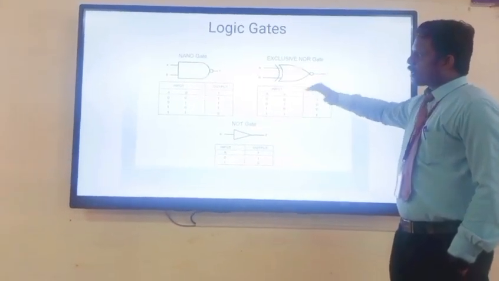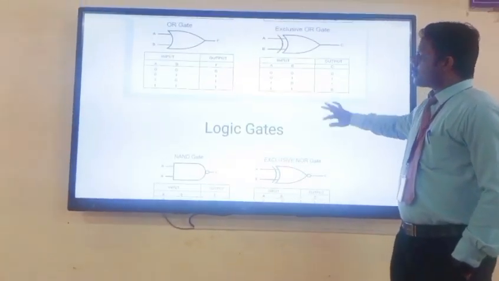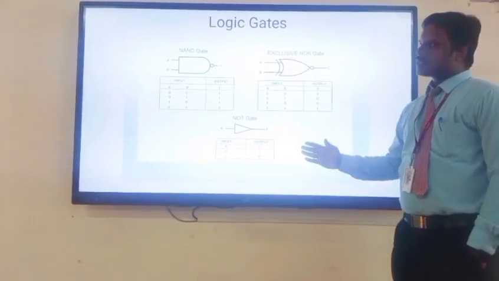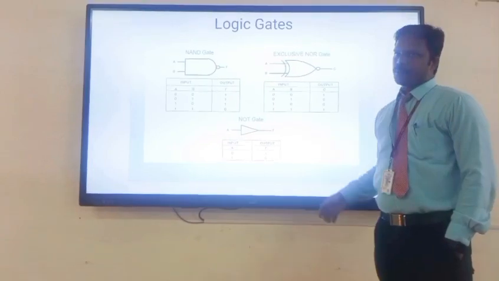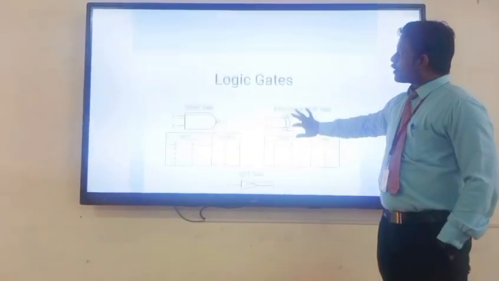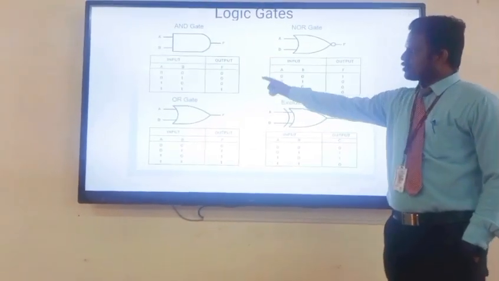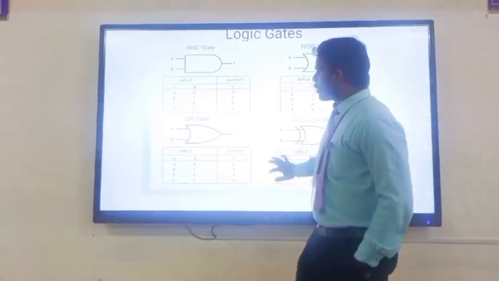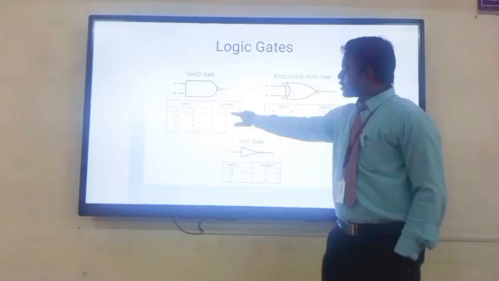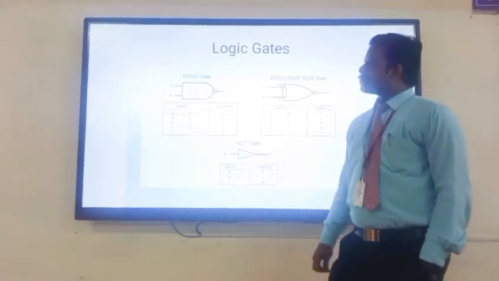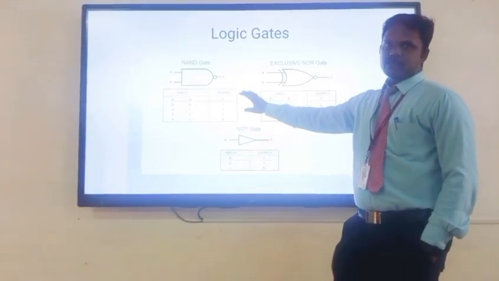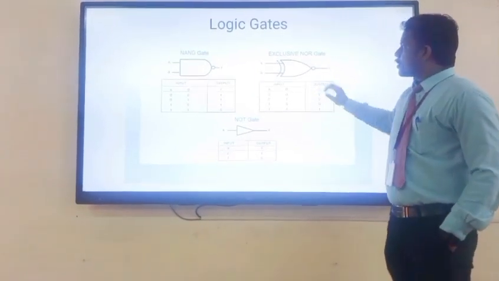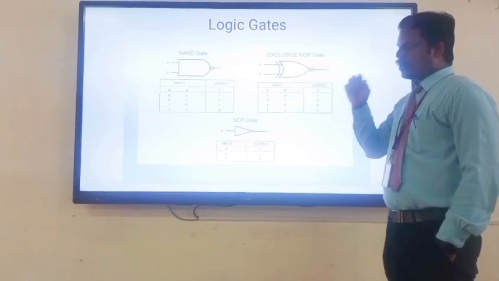Okay, next one is the NAND gate. Like the NOR gate, the NAND gate operation is just the opposite operation of the AND gate. You can see the table. You can compare the AND gate and the NAND gate operation. If you look at the table, here it is 0001. Here it is 1110. It shows that the operation of the NAND gate is the exact complement of the operation of the AND gate.